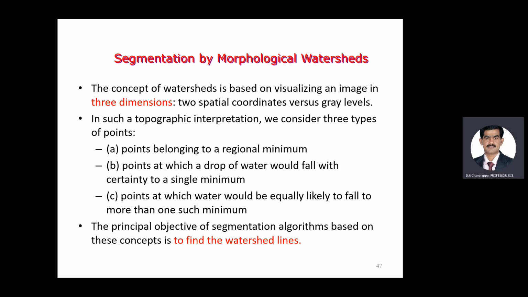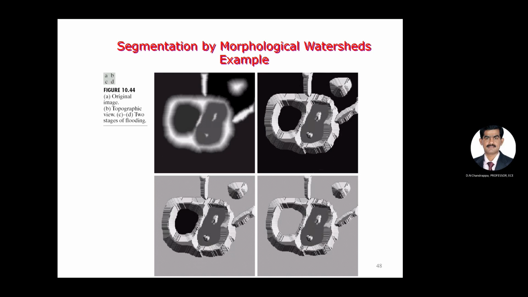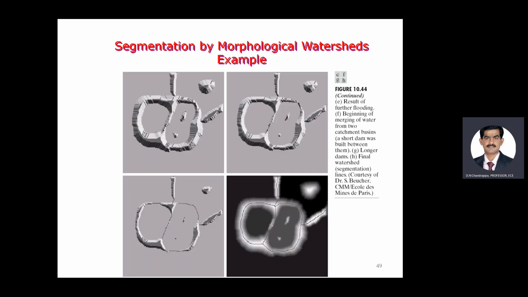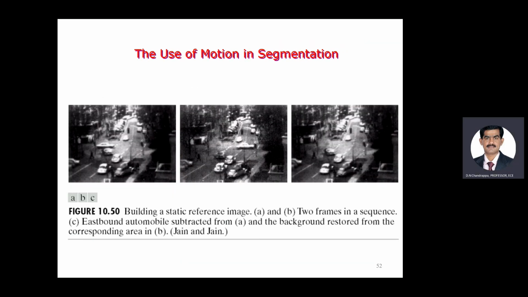Then you go for segmentation by morphological watersheds. The concept of watershed is based on visualizing the image in three dimensions. This is only for your understanding; the syllabus does not mention the morphological concepts, but for the concept, see here these different examples: original image, topographic view, two-stage flooding. There is a continuation for this. These are the examples of what we studied in image segmentation. I will continue in the next class with the next concepts. Thank you very much.